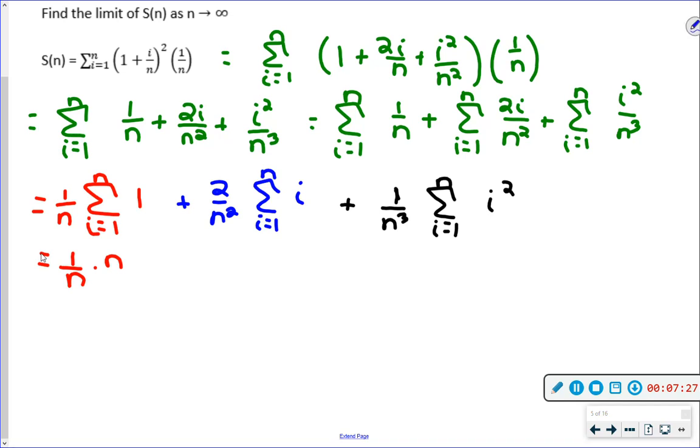Middle, blue. I'm going to keep my 2 over n squared. Now, summation of just i. That's the purple one up here on the board. I'm going to replace the sum of i with n plus 1 over 2, n times n plus 1 over 2. And we will simplify and multiply and do all the stuff in a minute. Okay, third one. I'm going to replace that summation of i squared, that's the red one up here, n times n plus 1, 2n plus 1 over 6.